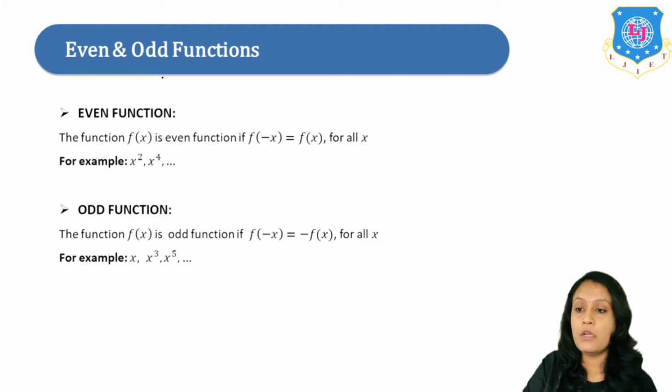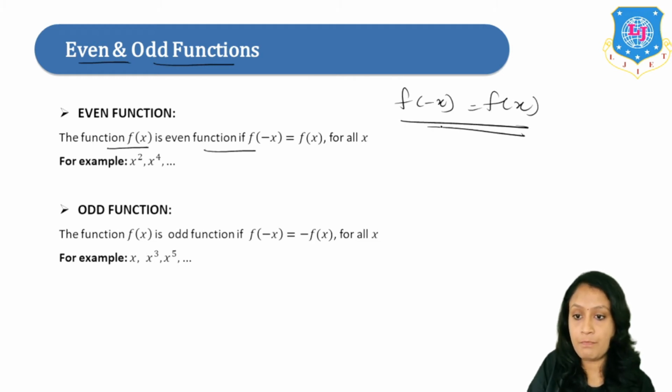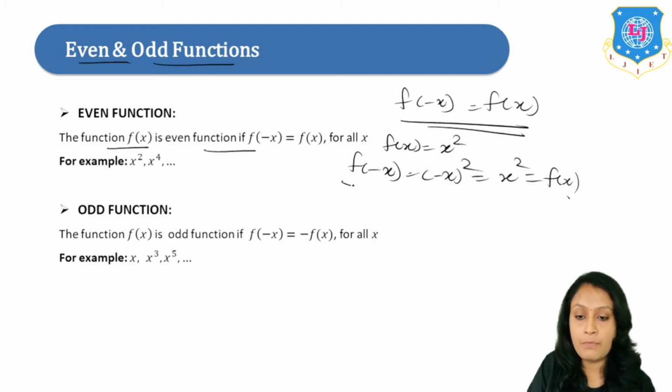Now let's study even and odd functions. What is an even function? A function f(x) is an even function if f(-x) is equal to f(x) for all x. So if we are getting f(-x) equal to f(x), then we can say that this function is an even function. Now consider f(x) as x square. In place of x, substitute -x. So this is (-x) whole square. Now this is square, so it will give you x square, and x square is the function f(x). So we have f(-x) as f(x). Therefore, we can say that x square is an even function.